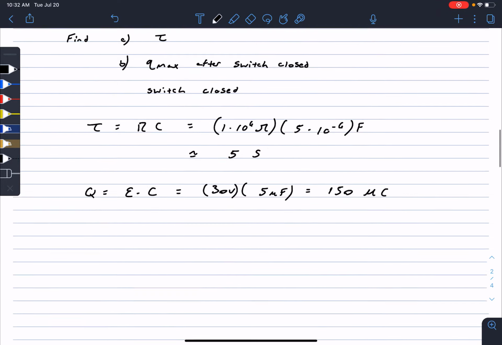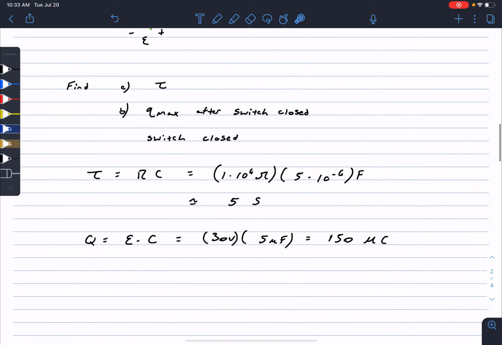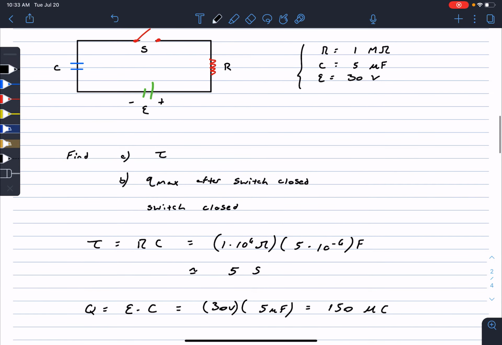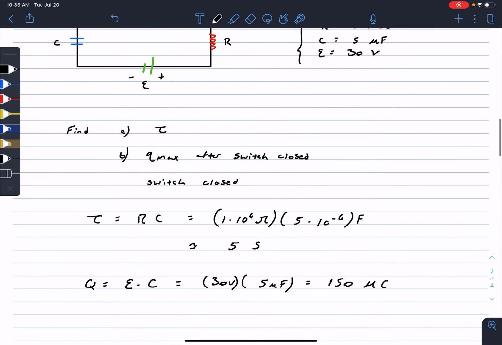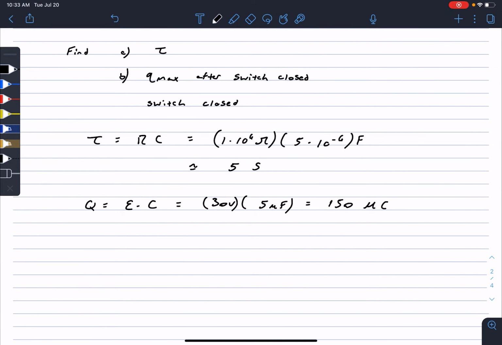Okay, now this one takes a little more work than the other ones, because before we were just plugging in a really simple formula and finding an answer, right? Now we have to actually think about how to find the current first. So remember that we have Q is equal to V times C.